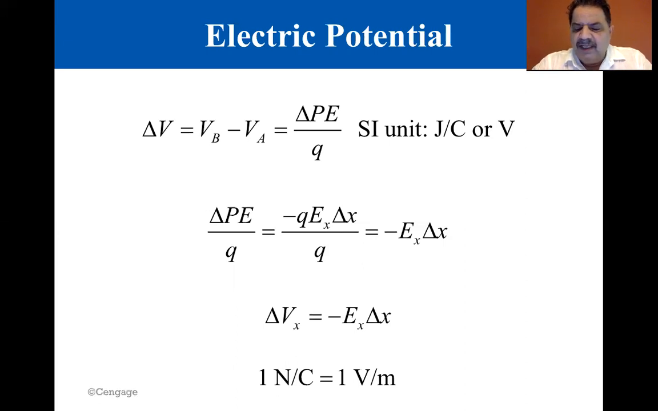Negative charges do exactly the opposite. Released from rest, they accelerate from regions of low potential toward regions of high potential. Work must be done on negative charges to make them go in the direction of lower electric potential.